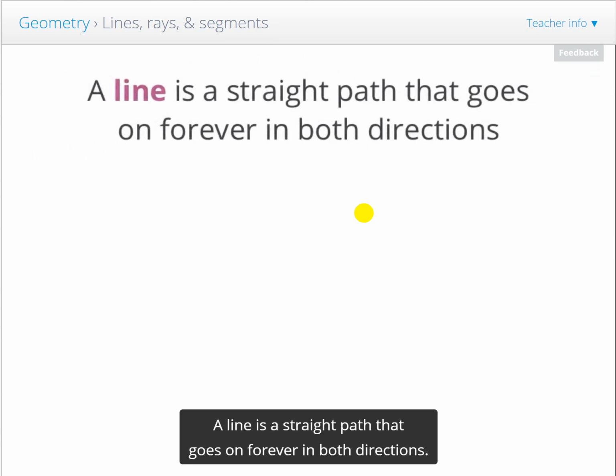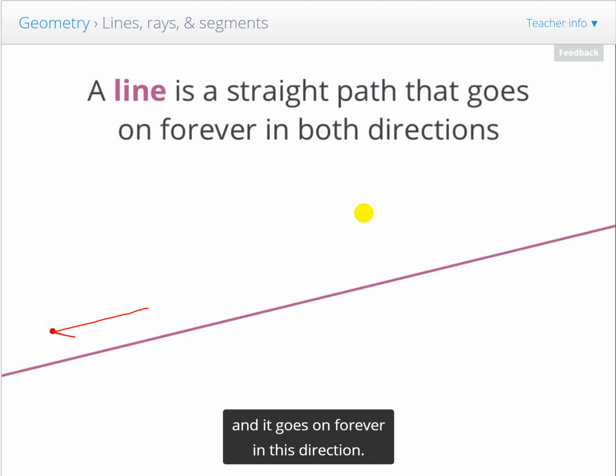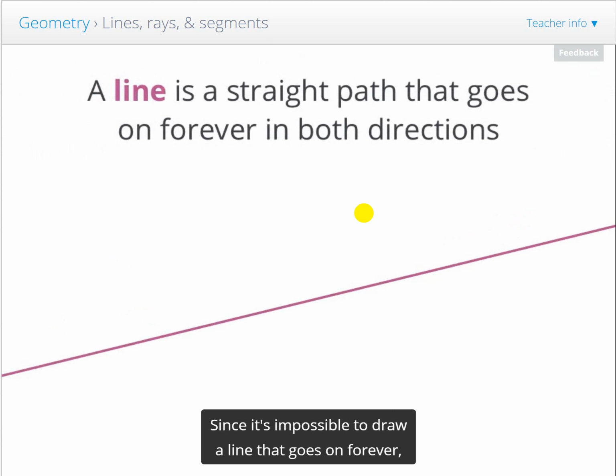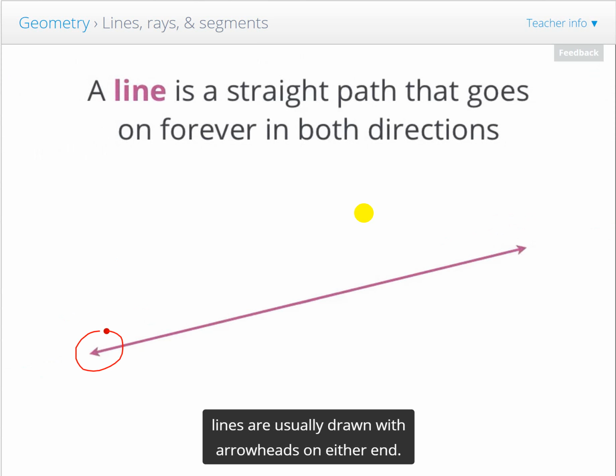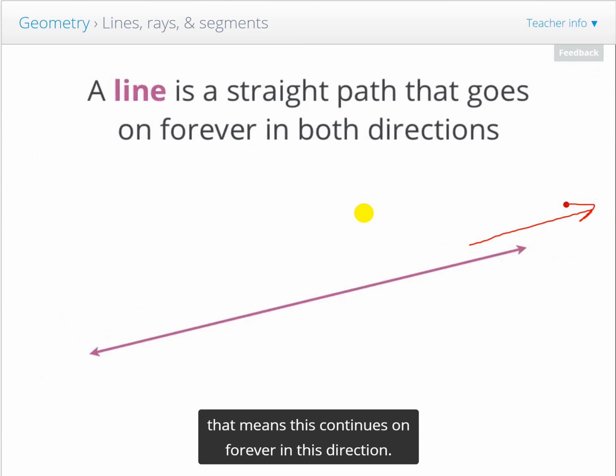A line is a straight path that goes on forever in both directions. So here's an example of a line. It goes on forever in this direction, and it goes on forever in this direction. Since it's impossible to draw a line that goes on forever, lines are usually drawn with arrowheads on either end. So when you see an arrowhead in geometry, that means this continues on forever in this direction.